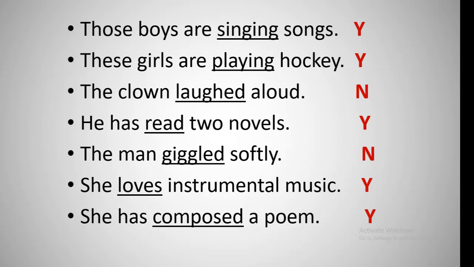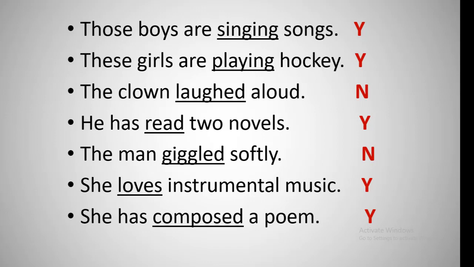Same is the case with the next sentence. These girls are playing hockey. So playing is a verb that is requiring an object, hockey, because if we don't say hockey and only say the sentence up to this part, that these girls are playing, there rises the question, what are these girls playing? Obviously, this requires an object further to give the complete meaning, and since it is requiring an object, we will write Y for yes, they do require an object to give the complete meaning.